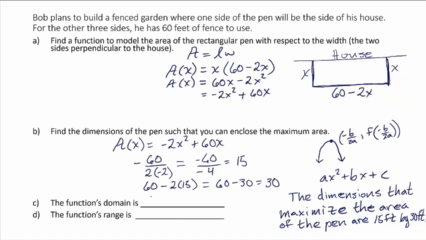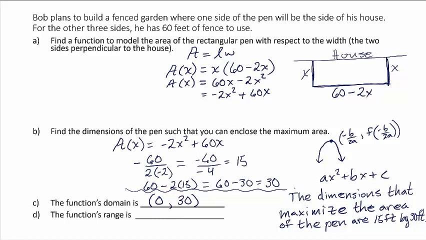So I would say that the function's domain is 0 to 30, and I'm not going to include either endpoint, right? It has to be more than 0 or there's no pen. And if the width is more than 30, then we also don't have a pen, right? There's not enough for a third side, and it can't be 30 either because then there's also no room for a third side. So between 0 and 30, but not including 0 and 30, is a good domain for this function. All right, to find the function's range, we have a slightly larger amount of work to do.